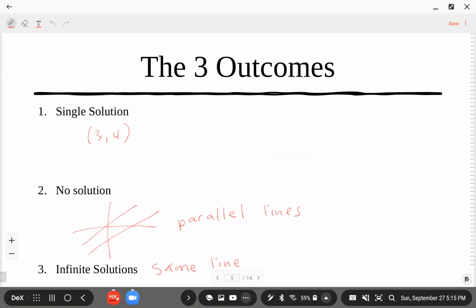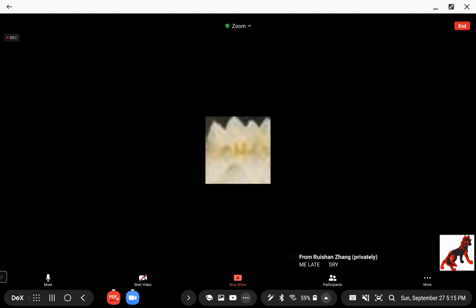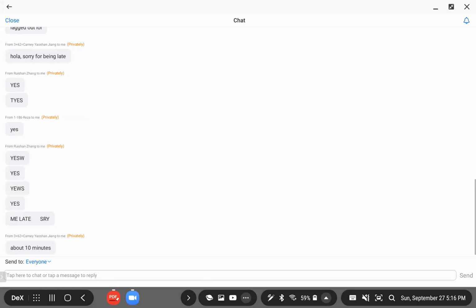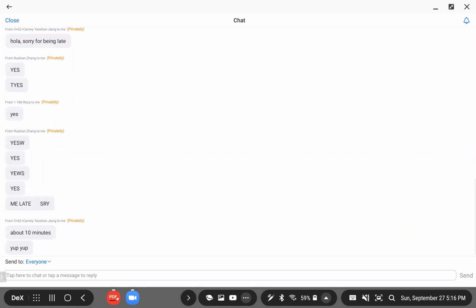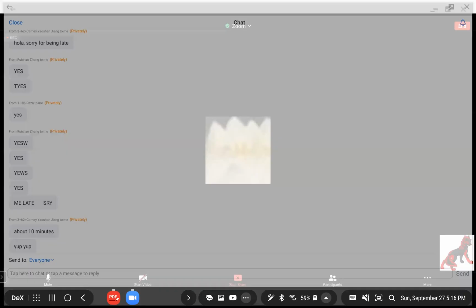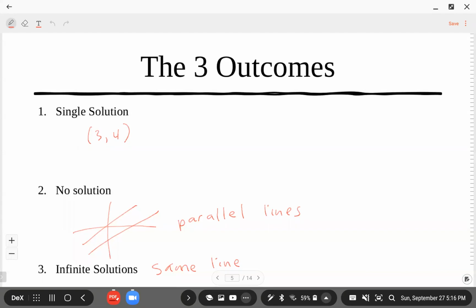So there are three outcomes of systems. The single solution is just the intersection point, and you write it as an ordered pair. No solution is where the lines are parallel. Lines that are parallel never intersect. For infinite solutions, you graph the same line, and they intersect infinitely. Do you understand so far, Carney? Okay, that was a brief recap. Good, so let's move on.